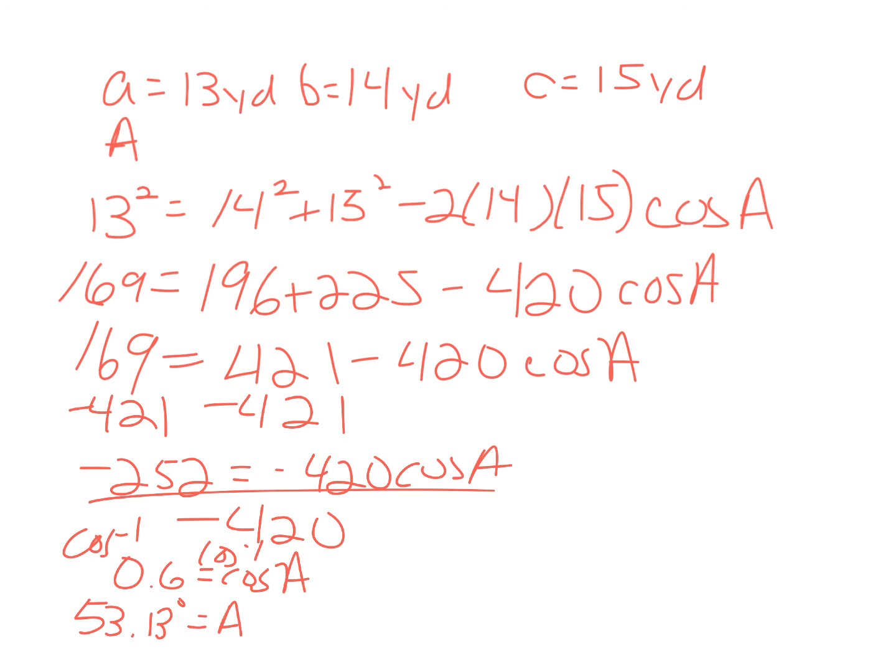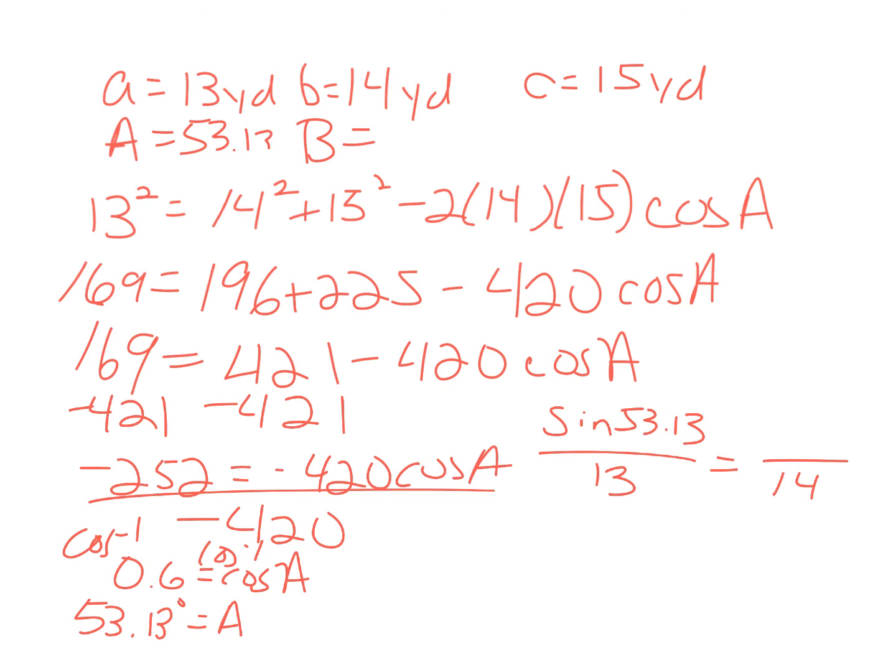Cool. Now we can use this information. You could do law of cosines again if you would so choose to find capital B and capital C. I prefer law of sines if I can. Okay, so let's do that. Let's use that 53.13 degrees and use law of sines. So there's sine A over 13, sine B over 14. I'm going to solve for capital B. Capital A we already found is 53.13 degrees. And then, I don't know, sine B.